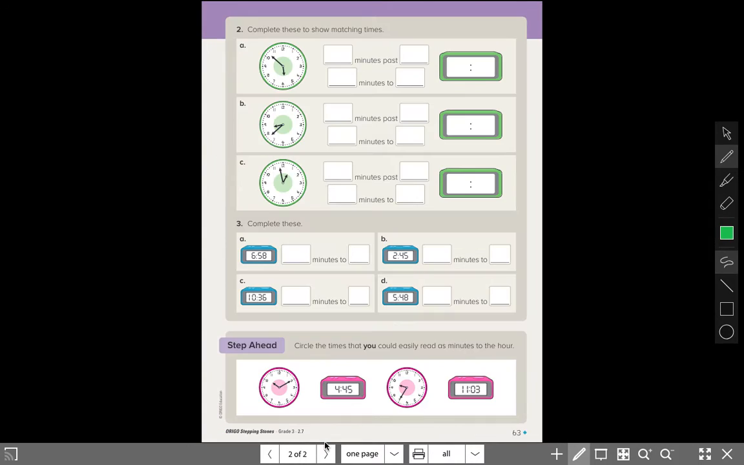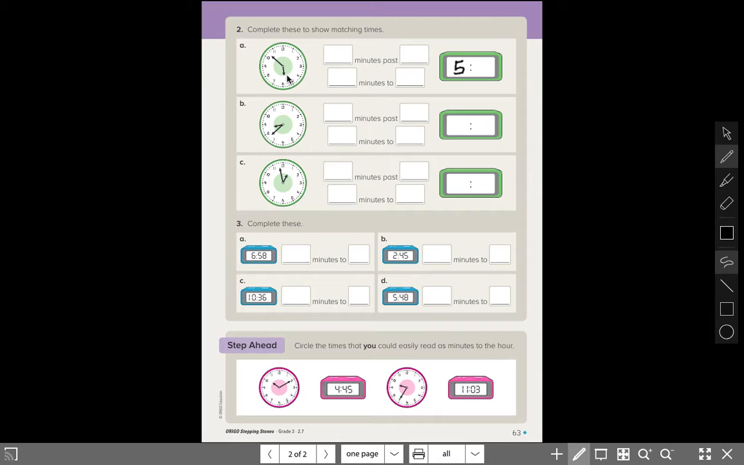All right, let's look at page 2. We'll just do a few of these. This time, if we look up here, it's not quite to the 6 yet. It's between the 5 and the 6. So it is 5 o'clock.